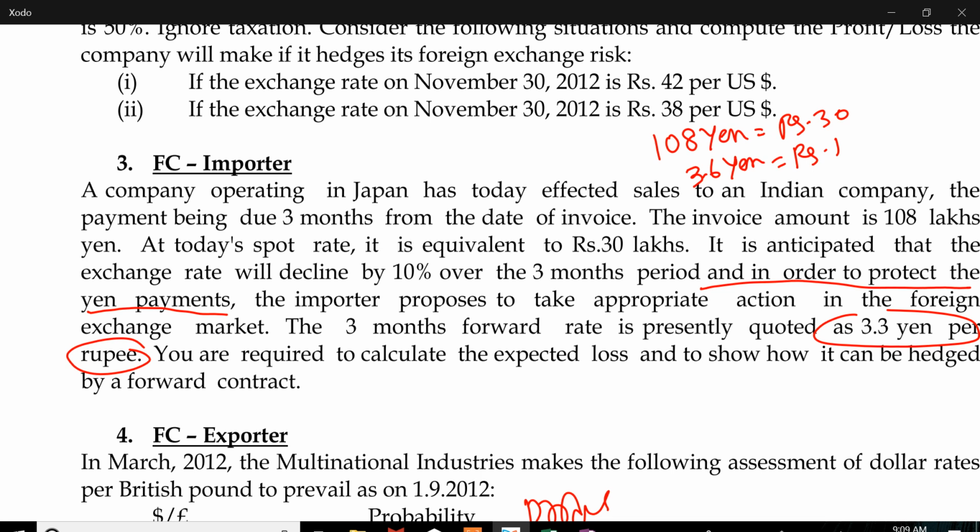The current spot rate is 108 yen equal to rupees 30. Full stop. It is given that exchange rate will decline, and the importer is expected to report losses.